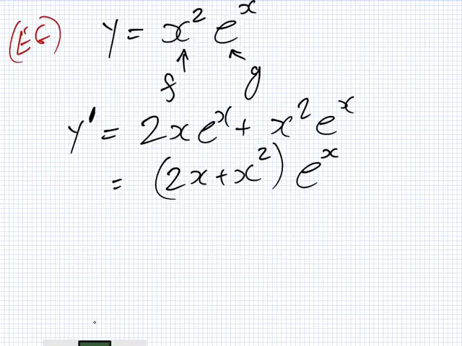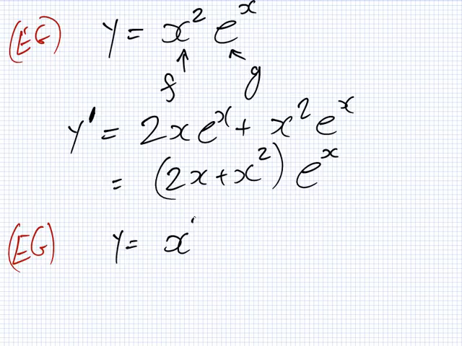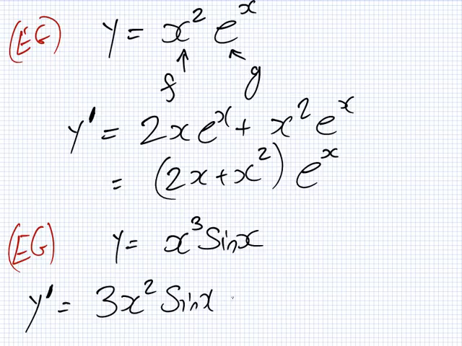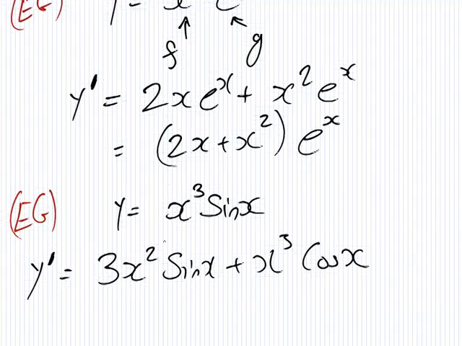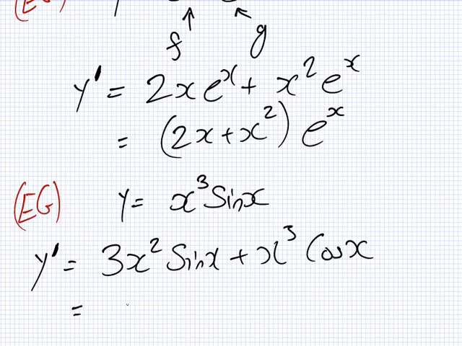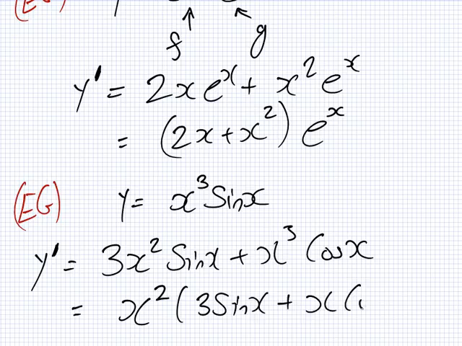Let me give one more and then I want you to try one. So let's say we have something like y equals, I don't know, x cubed sine x. So that means y derivative would equal 3x squared sine x plus x cubed cos x. And if you like, you can take out x squared. So that would leave you with 3 sine x plus x cos x.